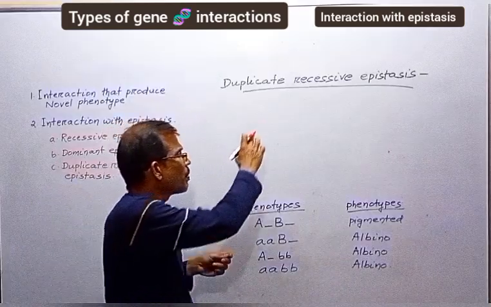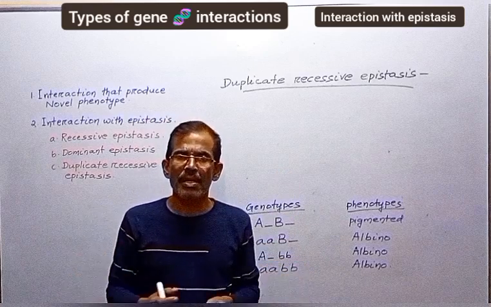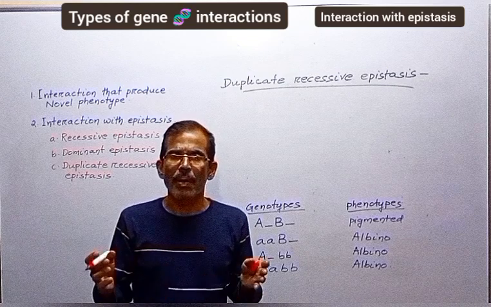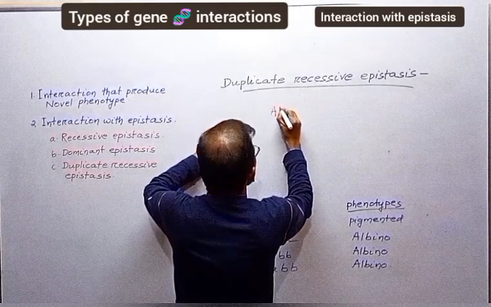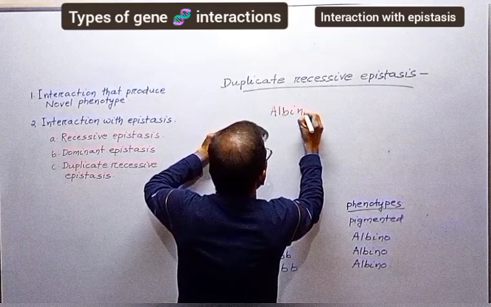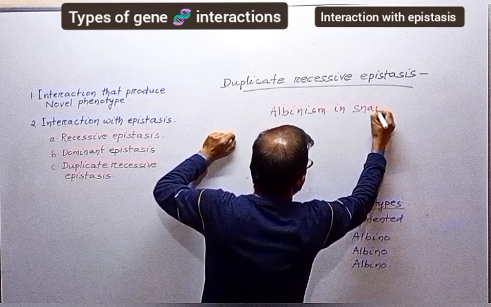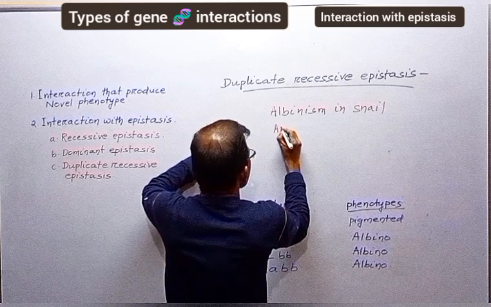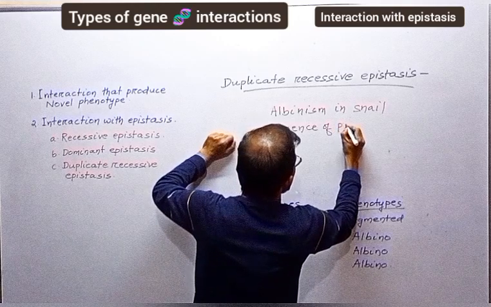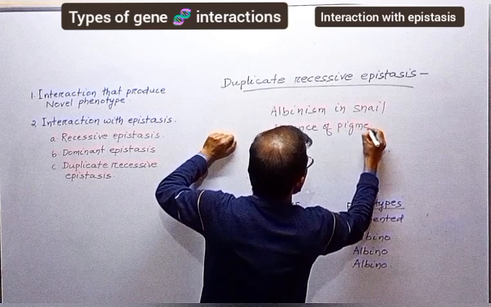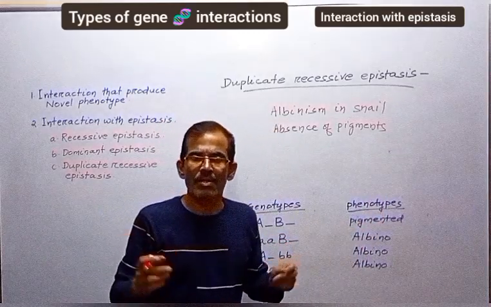Last one is duplicate recessive epistasis, in which the presence of two recessive alleles at either of the loci is capable of suppressing a phenotype. Such type of interaction is illustrated by albinism in snail. Albinism is the absence of pigments. It is a common genetic trait in many plants and animals.